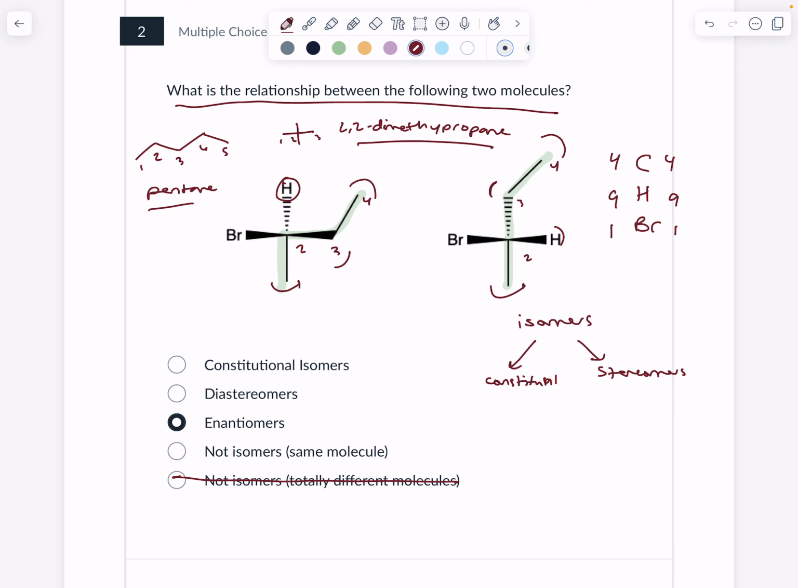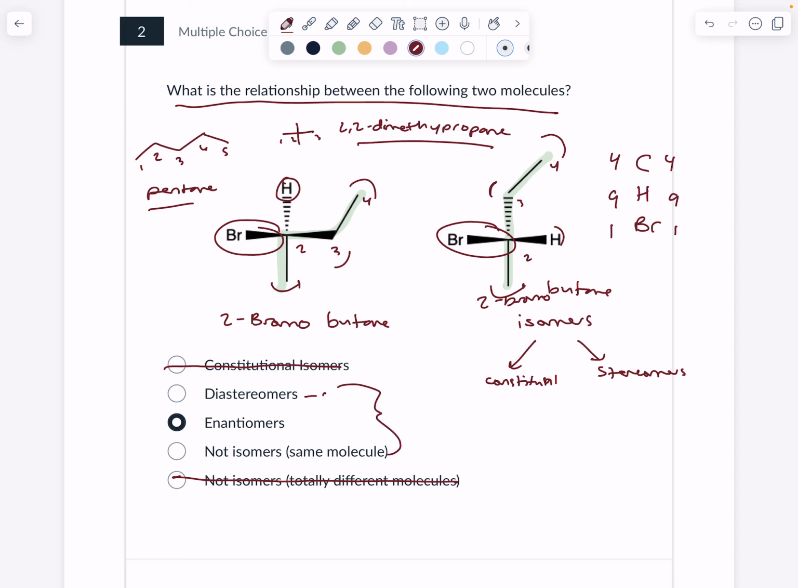In this case, that's kind of where I like to start: are these both attached in the same way? They are both butane as the parent chain. And they both have one substituent of bromine, and for both of them, that bromine is on carbon 2. So both of these are 2-bromobutane. So these are definitely not constitutional isomers either. So we've narrowed it down to diastereomers, enantiomers, or just being the same molecule.